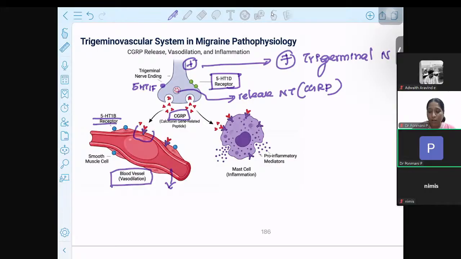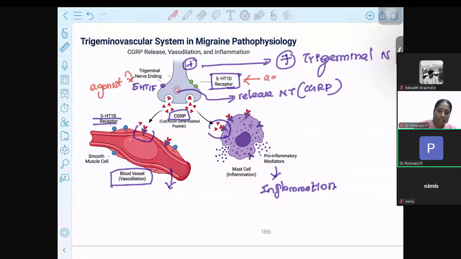So how are we going to target the drugs? Either we can give an agonist to 5-HT1F, or we can give an agonist to 5-HT1D. If we give an agonist, what happens? These are presynaptic receptors, so it is going to inhibit the release of the neurotransmitter. Please understand this: when you give an agonist, it is going to inhibit the release of CGRP.